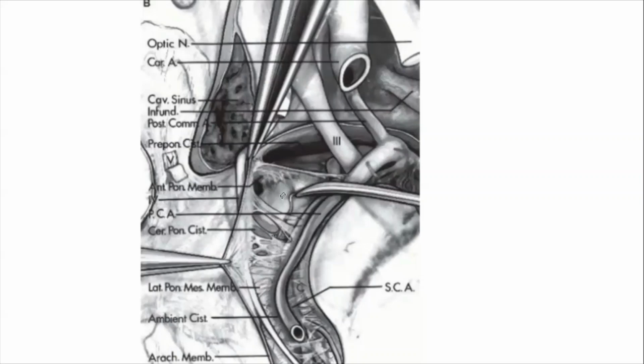Also, we can see that this area is the interpeduncular cistern, from where the basilar artery bifurcates into the posterior cerebral artery and the superior cerebellar artery, which is running in between this structure.